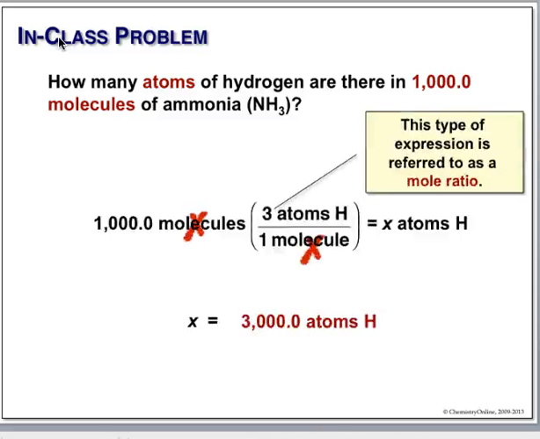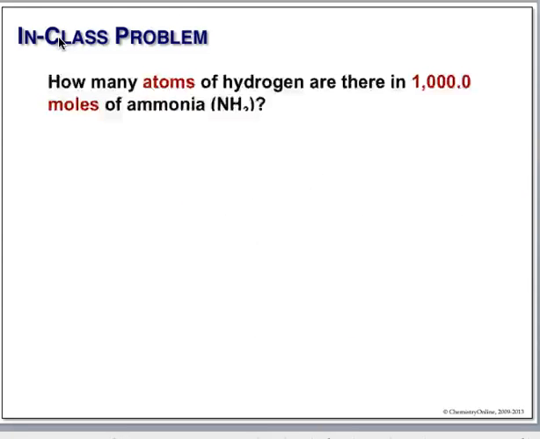Now instead of molecules, what if I just changed it slightly and said we have 1,000 moles of ammonia? Go ahead and calculate how many atoms of hydrogen we have. You do it, I'll pace.